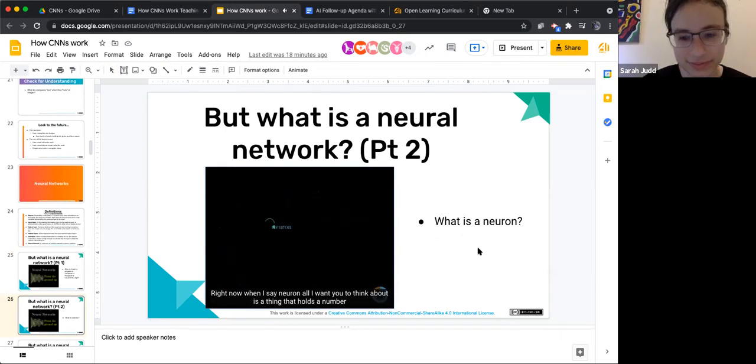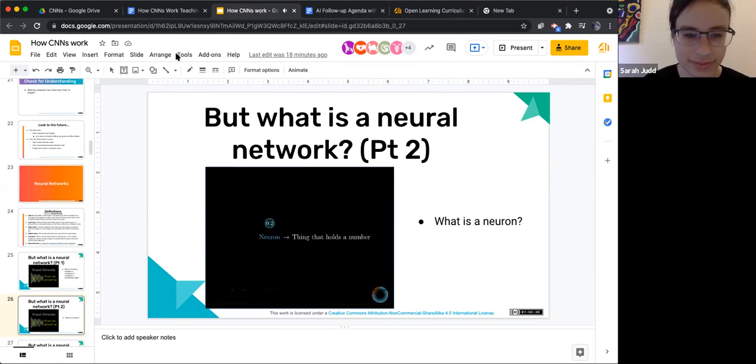Right now, when I say neuron, all I want you to think about is a thing that holds a number, specifically a number between 0 and 1. It's really not more than that.